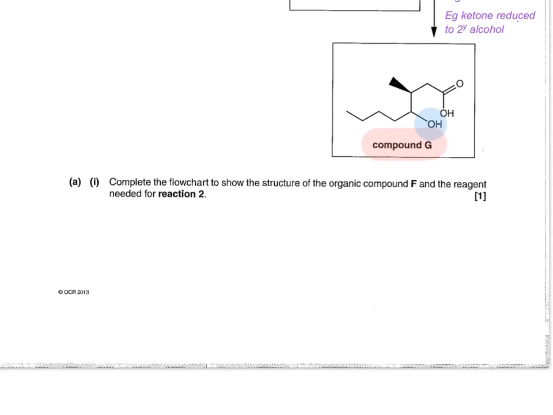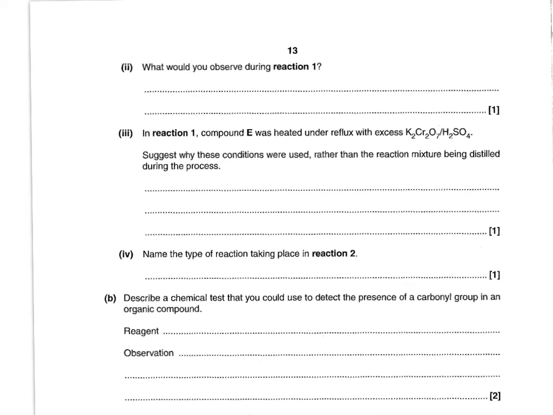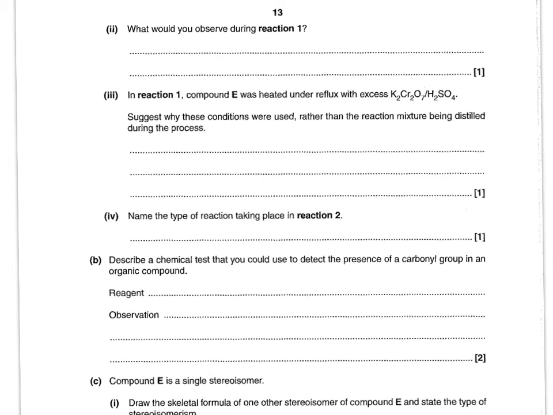There's nothing more on that page, so we can go straight on to the next screen. Now it says, what would you observe during reaction 1? So if we remember, reaction 1 was an oxidation. In the absence of being able to go back to the page, you'd normally be able to flick the page back and just put a little reminder at the top that reaction 1 was an oxidation using K2Cr2O7 in the presence of H2SO4. You'll probably recall from your first year work on alcohols that you'd see a colour change from orange to green.